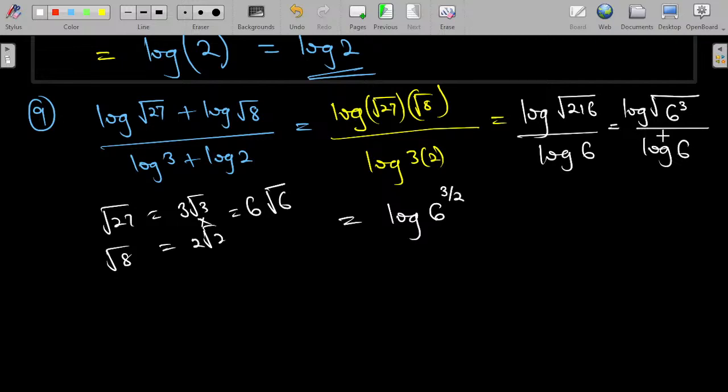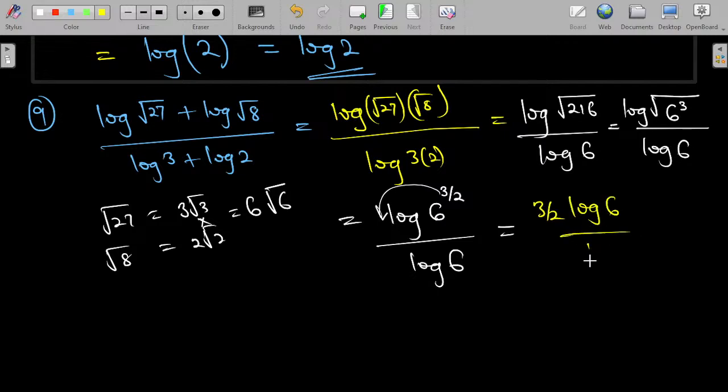Remember that square root means power half. So if that half multiplies 3, that will give you 3 over 2. And this is all over the log of 6. And immediately, I can now apply the rule that allows this power to come to the front. And when it does, you now have 3 over 2 log 6 all over log 6. And then, of course, this will cancel this to just give you 3 over 2 as your solution. Okay, and that is the solution to this particular example 9.